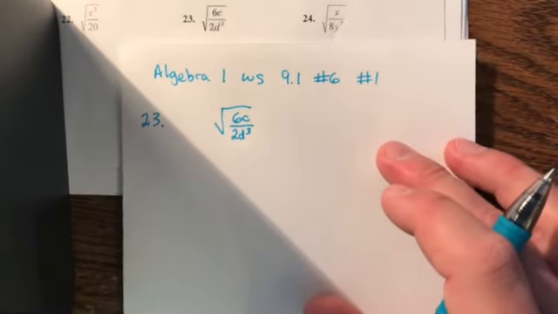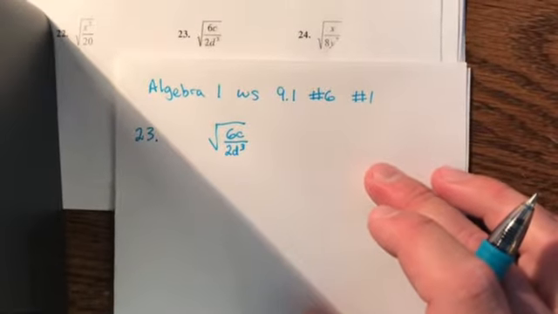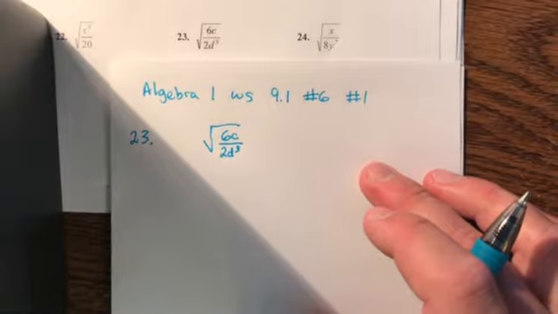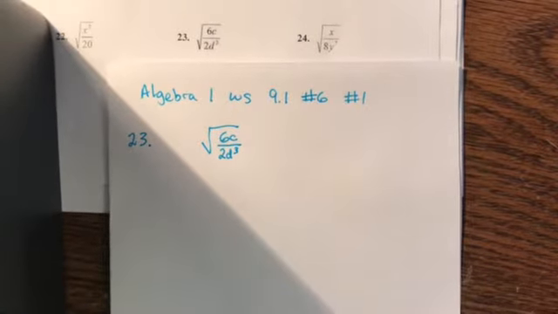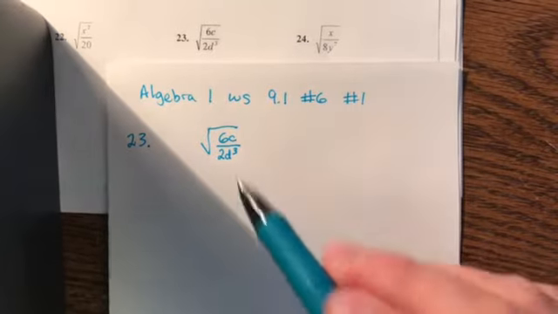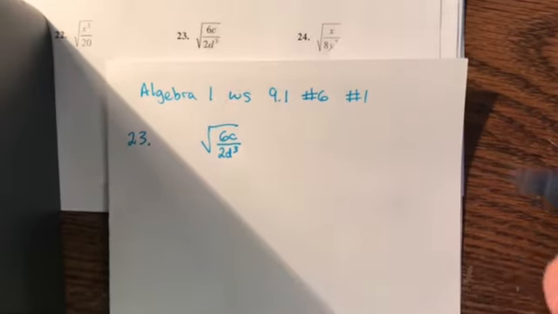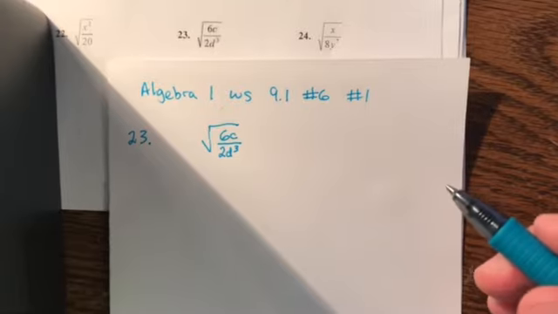Hello, Algebra 1. This is just an answer to some questions on problem number 23. I'm on the Rationalizing the Denominator, number 6, number 1. This is problem 23, and there's a few different ways to approach this.